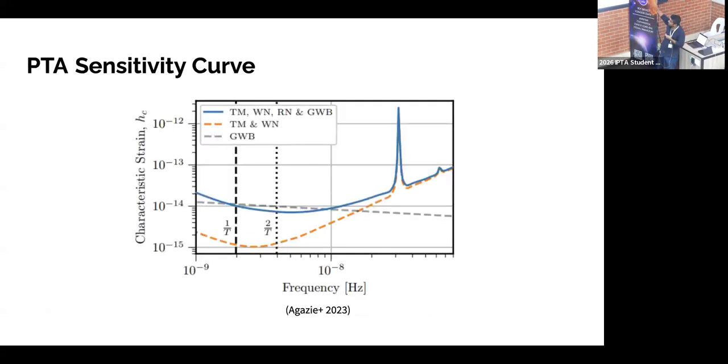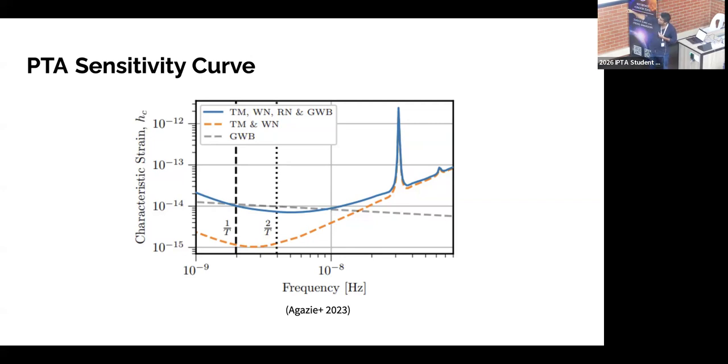And all of this, for every PTA, can be summarized as a sensitivity curve. This represents the level of noise in a pulsar timing array experiment. As you can see, it looks like a bucket with two spikes. The low frequency part where it goes up is determined by the unknown frequency and its frequency derivatives as well as spin noise. The high frequency rising part is determined by pulse jitter and radiometer noise.